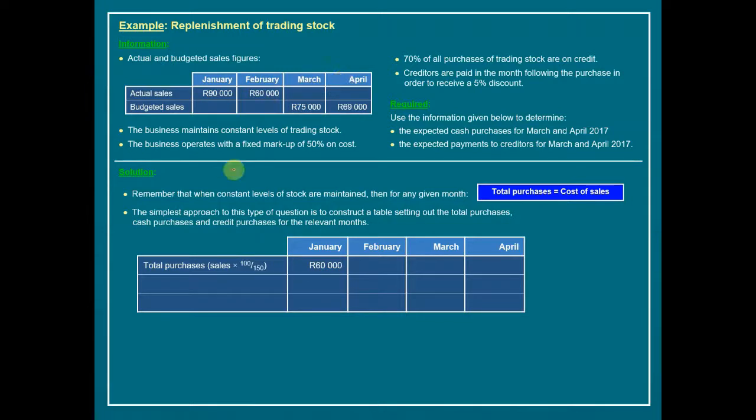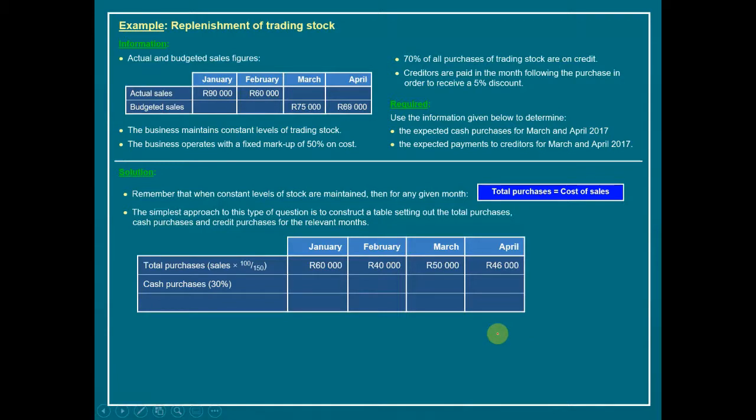Similarly, for February, we have 60,000 times 100 divided by 150, which gives us 40,000. For March, we have the 75,000 divided by 150 times 100, and that results in 50,000. And then in April, we have the 69,000 divided by 150 times 100, which is 46,000. That's total purchases.